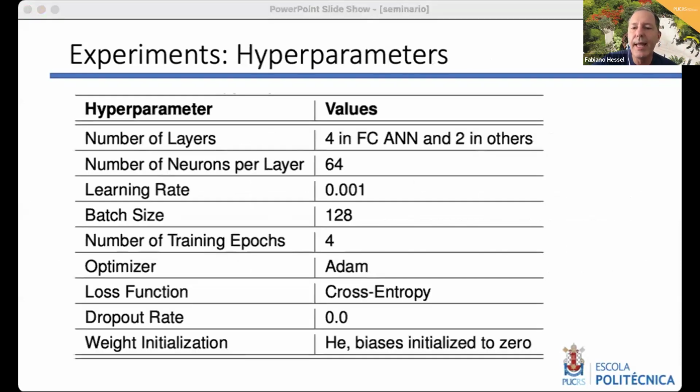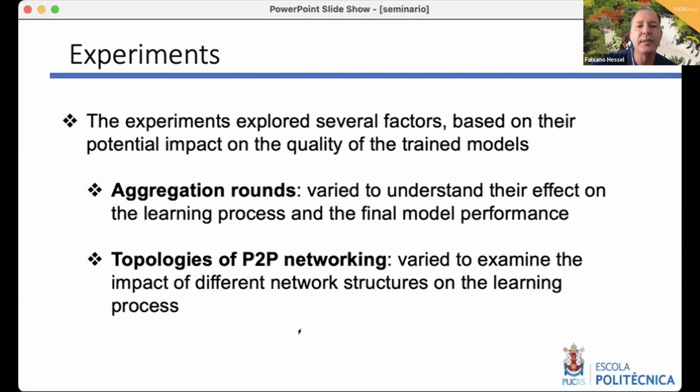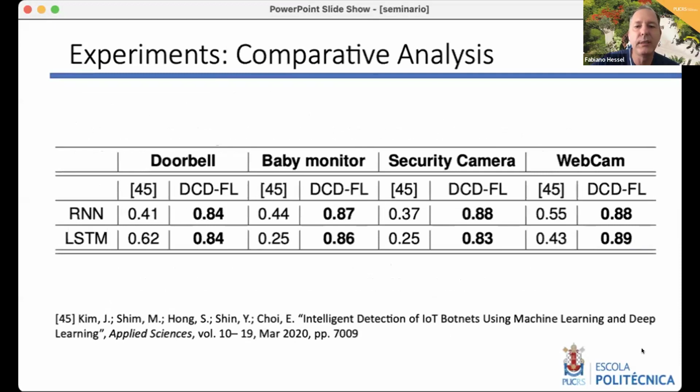Here we have all the machine learning models implemented using the PyTorch library. This table lists the hyperparameters for the models that we used for our experiments. The experiments explore several factors based on aggregation rounds and topology for peer-to-peer networks. This is a comparative analysis that you can see here, where we have two benchmarks. The first one is the paper published by Kim. The CDFL showed very good results for this.